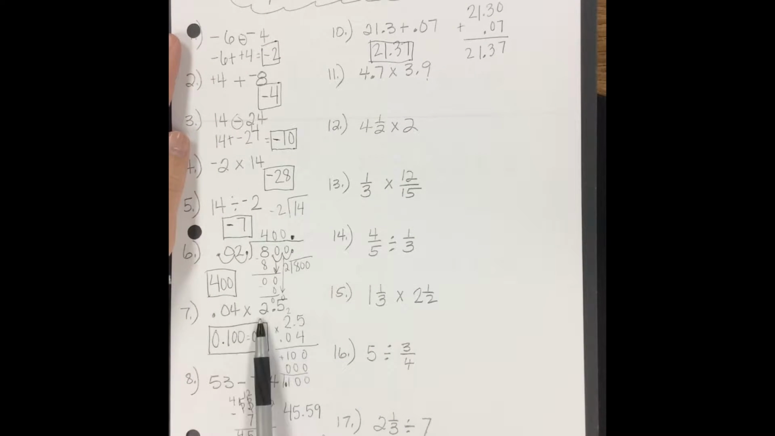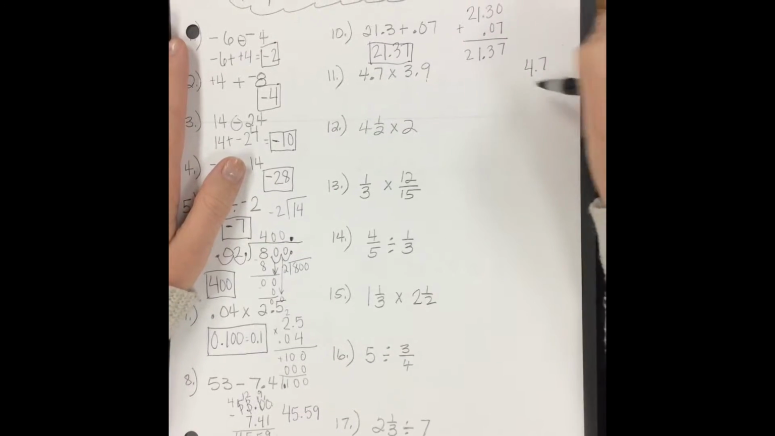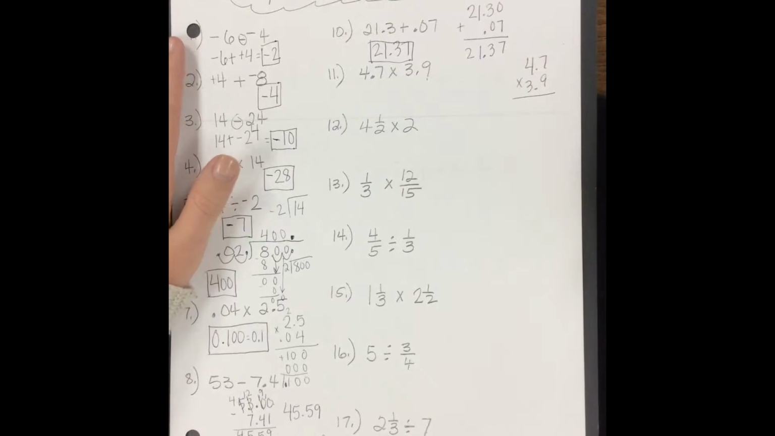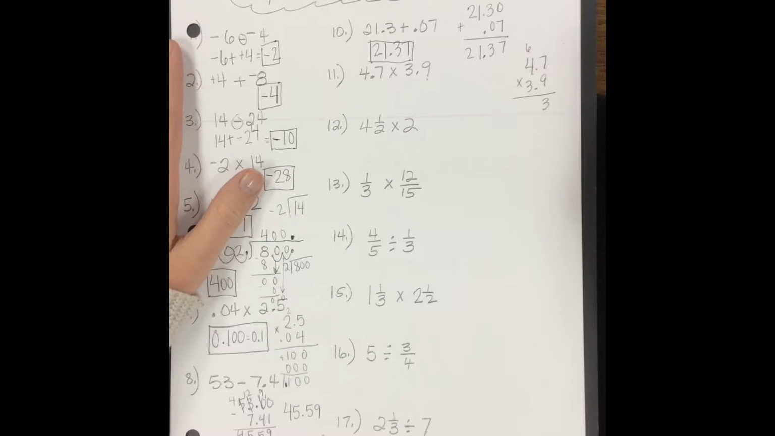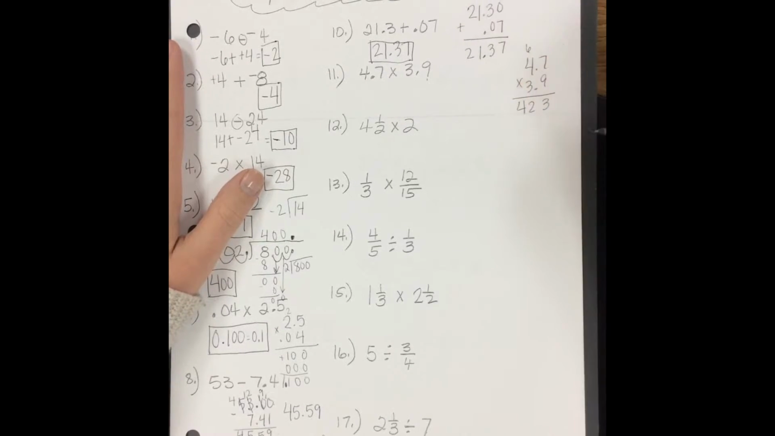Now 4.7 times 3.9. That's like this problem over here. We did not have to line up our decimals. Just multiply like normal. So 4.7 times 3.9. So 9 times 7 is 63. 9 times 4 is 36, plus 6 is 42. Add a 0.